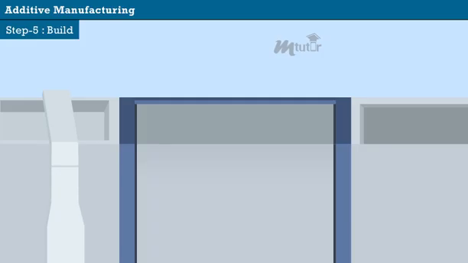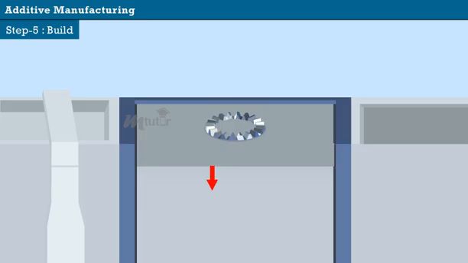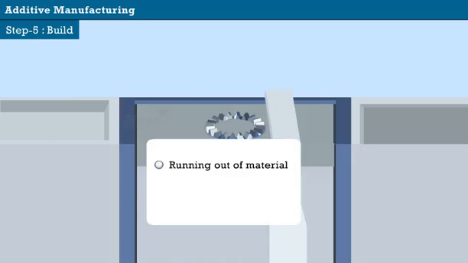Step 5. Build. Building the part is mainly an automated process, and the machine can largely carry on without supervision. Only superficial monitoring of the machine needs to take place at this time to ensure no errors have taken place, like running out of material, power, or software glitches, etc.